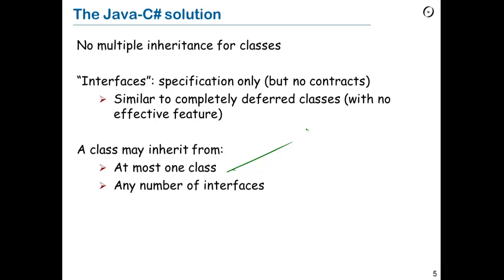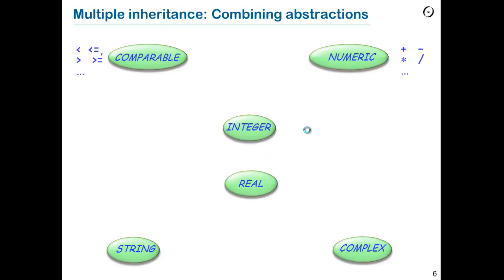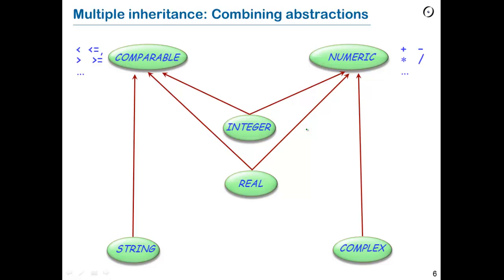Well, if we think of an interface, it's like a deferred class, but everything is deferred, so it's completely disembodied, so to speak. It has no implementation whatsoever. So the general idea in Java is that a class can inherit from as many interfaces as you like, but from at most one class. Now, in some cases, this solution might appear reasonable and sufficient, but in fact it's not. And we can see why by considering again the example of multiple inheritance of a moment ago, integer and real inheriting from both comparable and numeric.